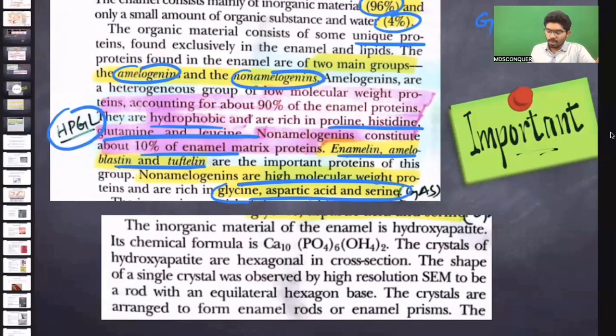Okay, and you know this hydroxyapatite formula, very frequently asked: Ca10(PO4)6(OH)2, and it is regularly irregular hexagonal in shape. Okay, right? Clear?